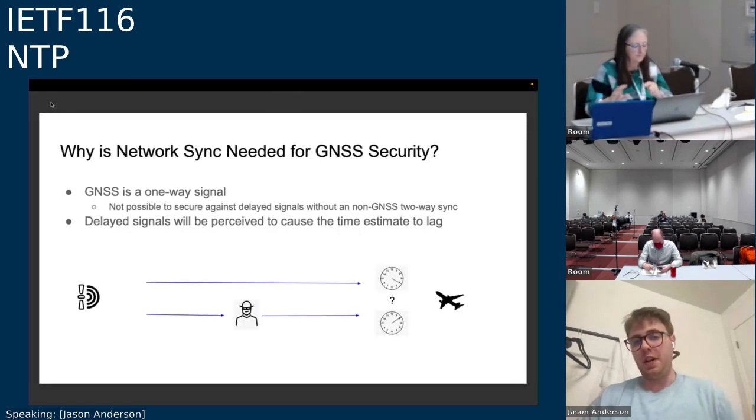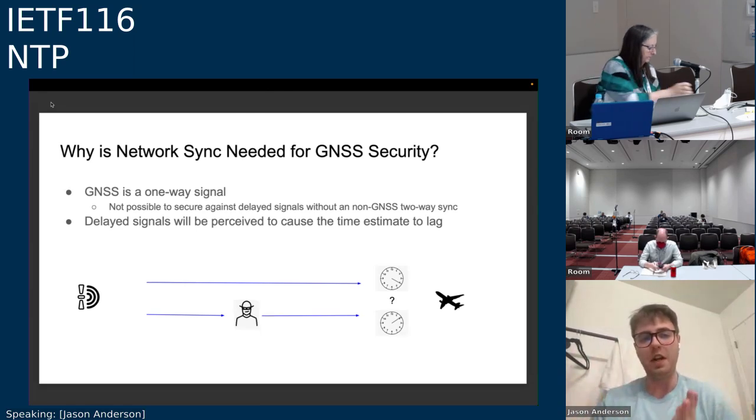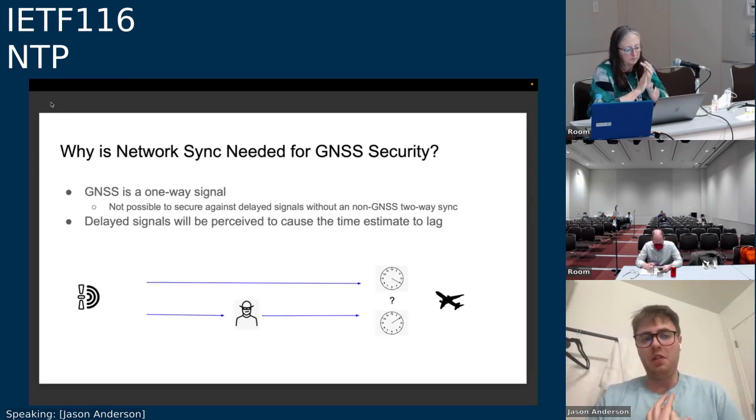So starting out with GNSS, GNSS is GPS, except it's broader. There's multiple constellations now. We have Europe, we have China, we have multiple systems now. GNSS is a broad category, and all GNSS signals are one-way. So that means it's not possible to secure against a delayed signal without a non-GNSS two-way sync.